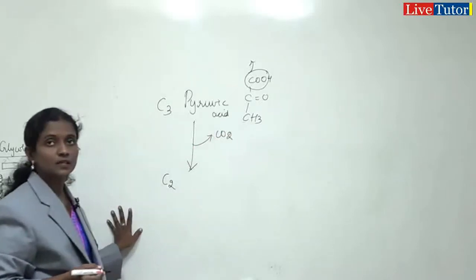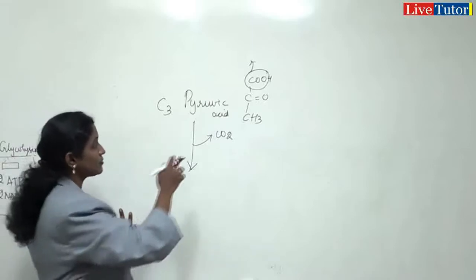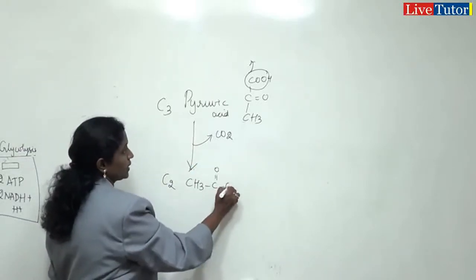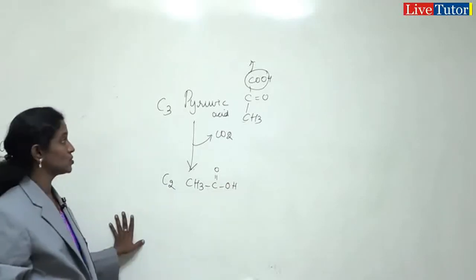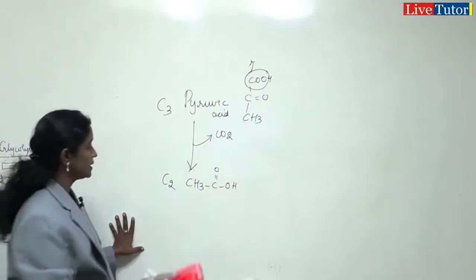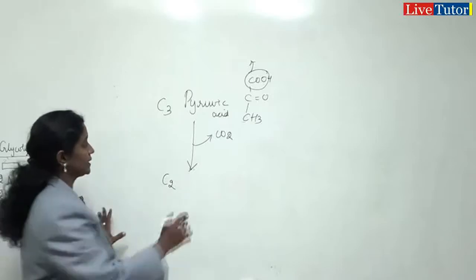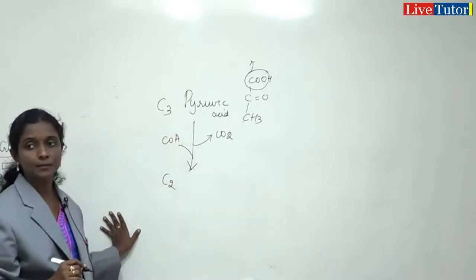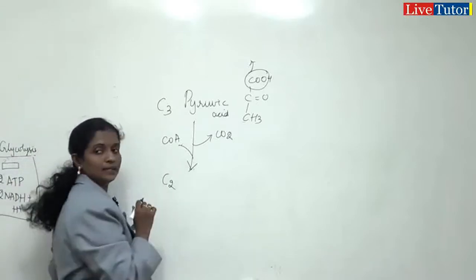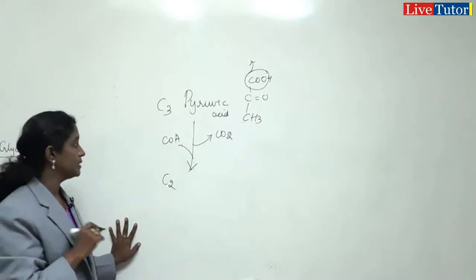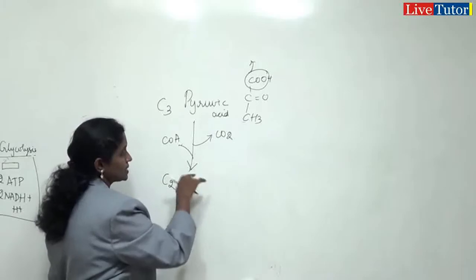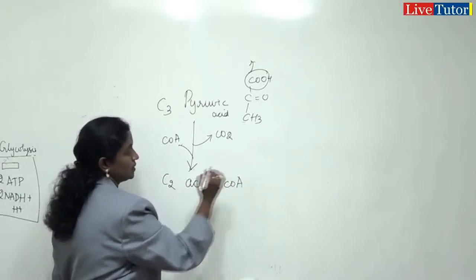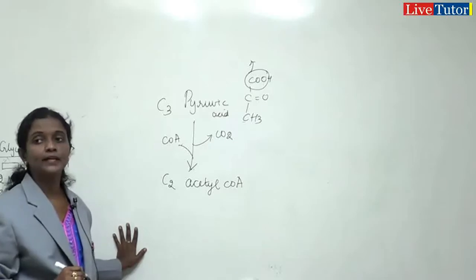Then after all, what are you going to get? Acetic acid is what we are going to get, CH3COOH. But it is not going to be acetic acid, instead a CoA is going to get added, a coenzyme A. CoA is nothing but coenzyme A. Coenzyme A can be added directly, where instead of acetic acid, it is going to become acetyl-CoA. Meanwhile, there is also a dehydrogenase step.